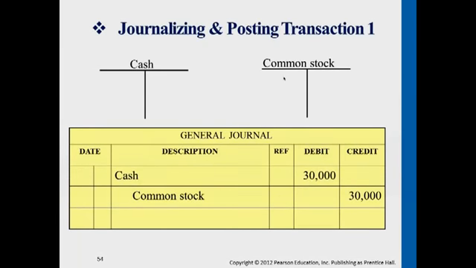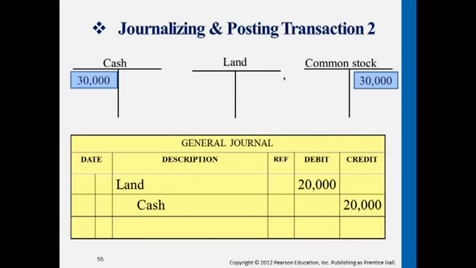Okay, so if we have this journal entry here, we'll be opening up cash T account, common stock T account, posting the debit side to the left side, credit side to the right side. Okay, if we have an additional entry, so what does this entry mean? The second one here.